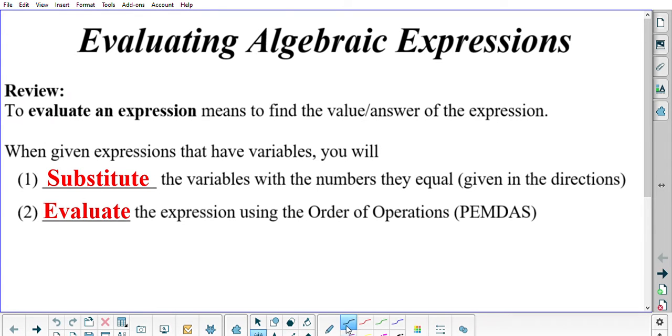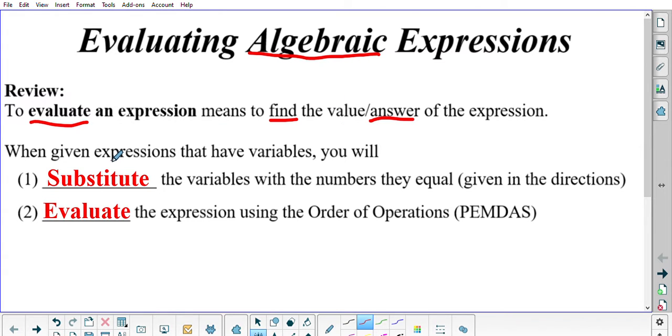So let's quickly review. To evaluate an algebraic expression, that means we're going to find the final answer or value of that expression. That's what it means to evaluate an algebraic expression. The word algebraic means it's going to have at least one variable.